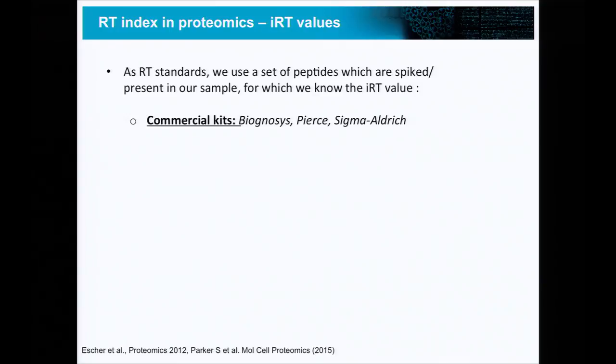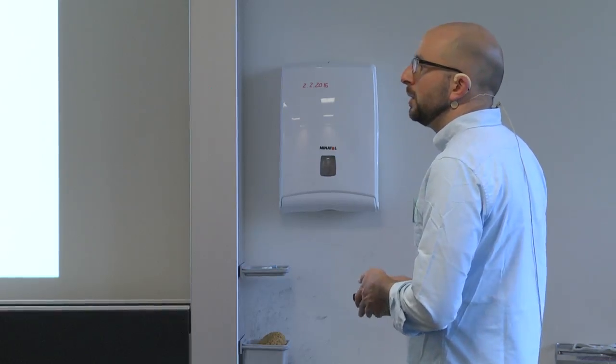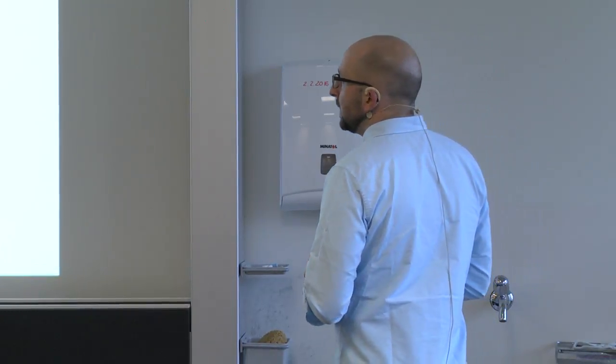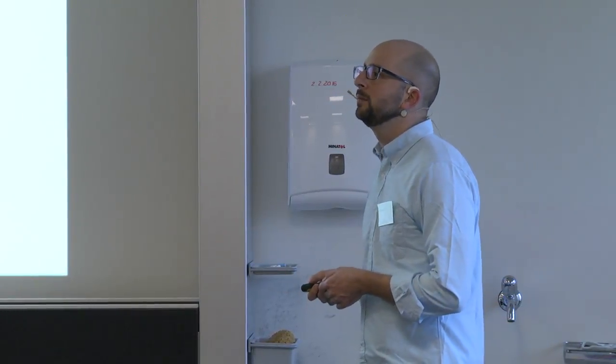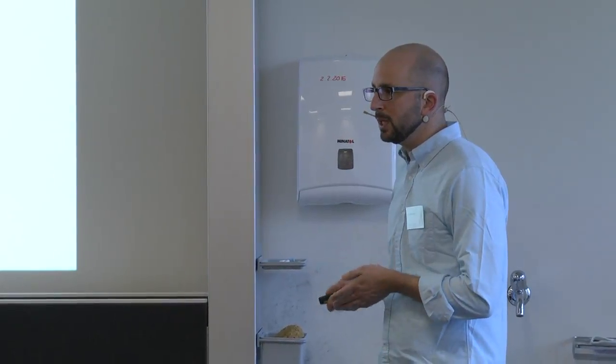So there are different products that you can work with. You usually need to use a set of peptides that is spiked in or present in your samples. One option is to go for a commercial kit, for example Biognosys, Pierce, Sigma-Aldrich. These are at least the ones that I know. In our lab, we work with Biognosys, but I know of collaborators that work with other kits. There's also the possibility of developing your own set of standard peptides, so it doesn't necessarily need to come from a commercial source.